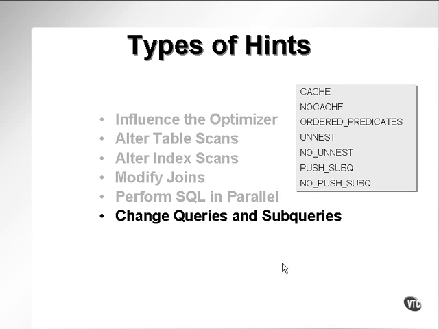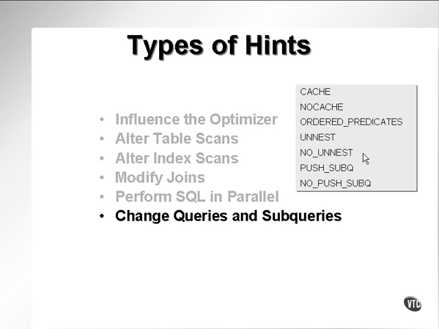The ordered predicates hint simply forces the optimizer, or suggests, as hints do, to the optimizer that the order of predicates within a SQL query statement should remain the same. In other words, the optimizer shouldn't fiddle with it and change it around.